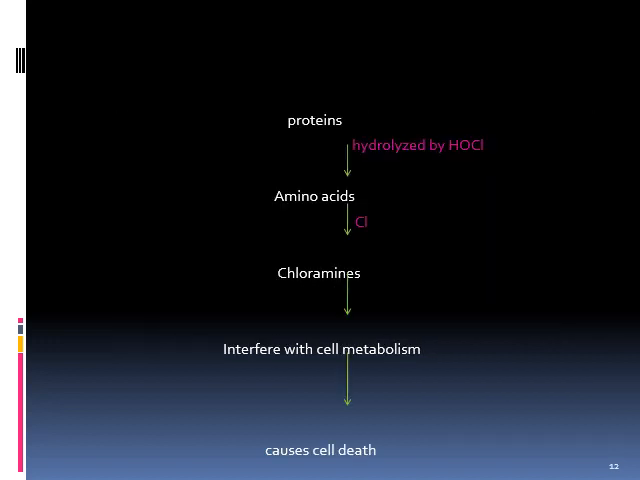So in this flowchart we can see the protein present in the bacterial cell wall is hydrolyzed by the hypochlorous acid, which in turn the protein is denatured into amino acids. These amino acids, on combination with the chlorine from the hypochlorite, become chloramines. These chloramines are the organic substrates which interfere with the cell metabolism, finally causing the cell death.